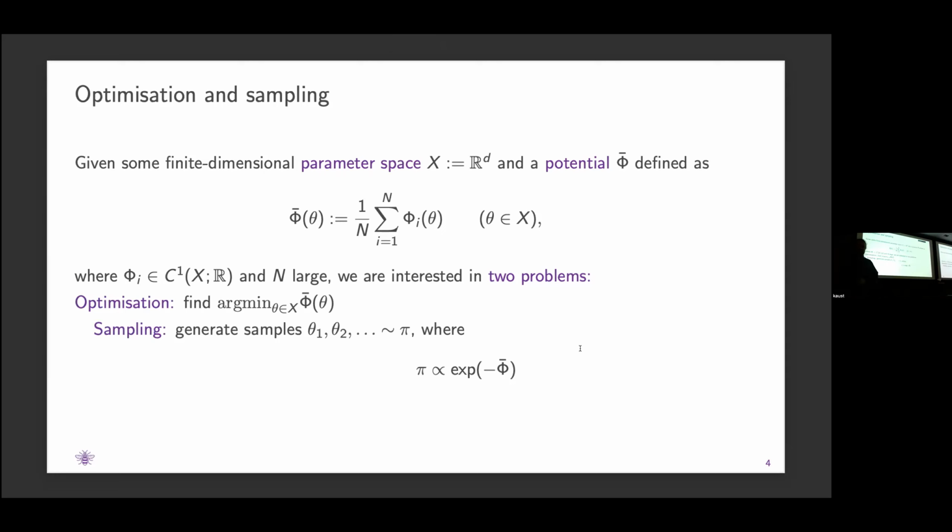We're interested in two different problems. The first one is find the minimizer of the functional, find the minimizer of phi bar. And the second one is generate samples, θ1 up to θn, from distribution pi, where pi is given as the measure with the potential of phi. So the Lebesgue density of pi is proportional to e to the minus phi bar. And I use density and measure equivalently here because it will always be Lebesgue densities, and so that's broadly fine to do.